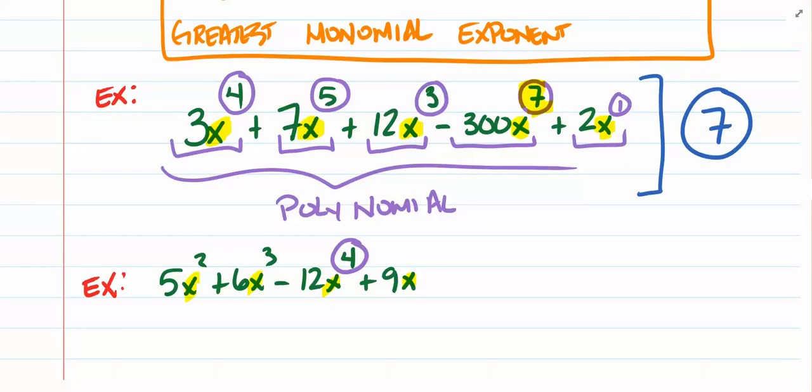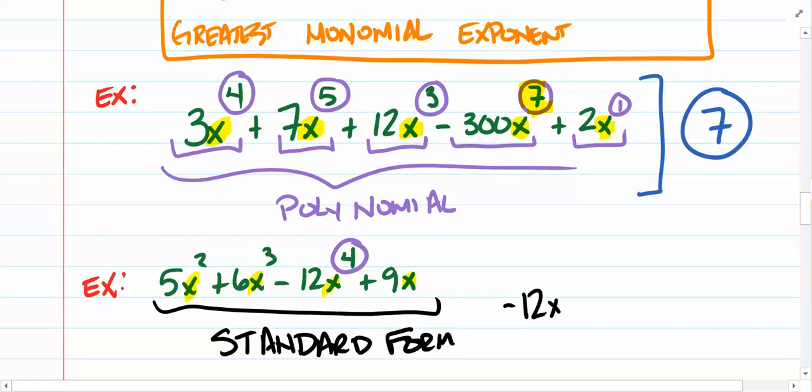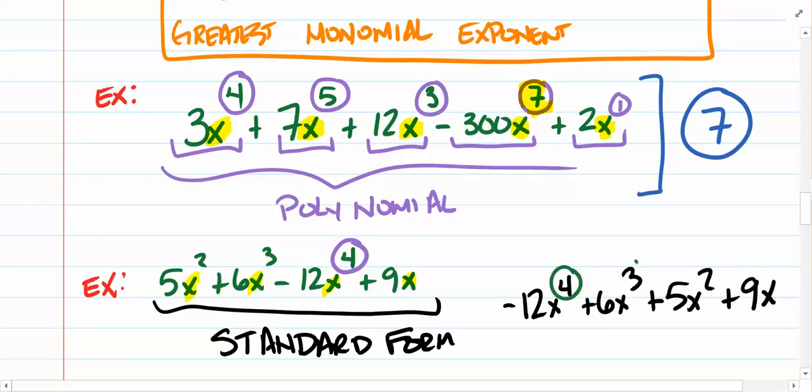Now, it is standard practice to write every polynomial in what's known as standard form. So what does that mean? That means we take the highest degree monomial and write them in descending order. So the standard form of this polynomial right up here would be negative 12x to the fourth plus 6x to the third plus 5x squared plus 9x. So notice that all of my exponents are in descending order. That's what it means to be written in standard form.